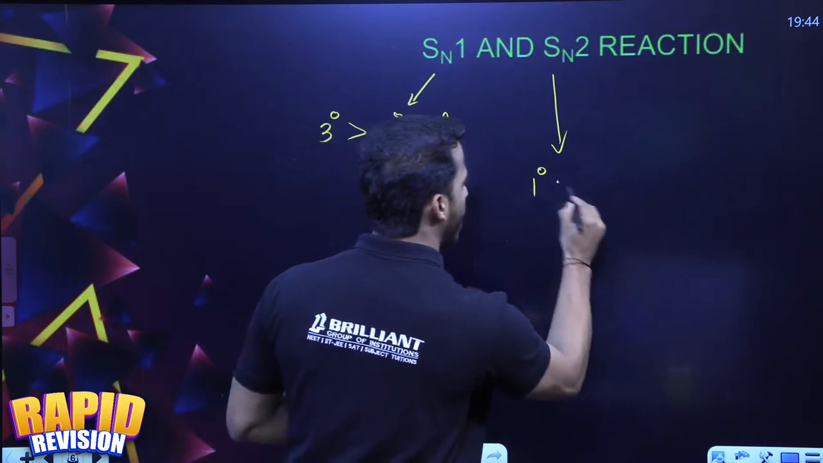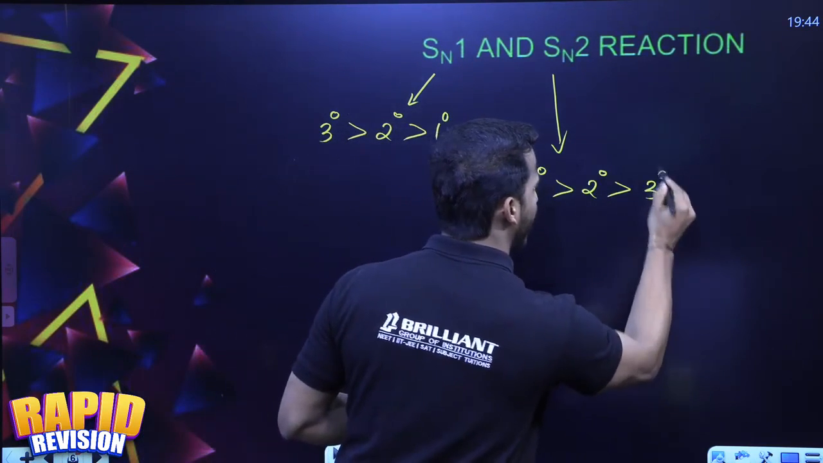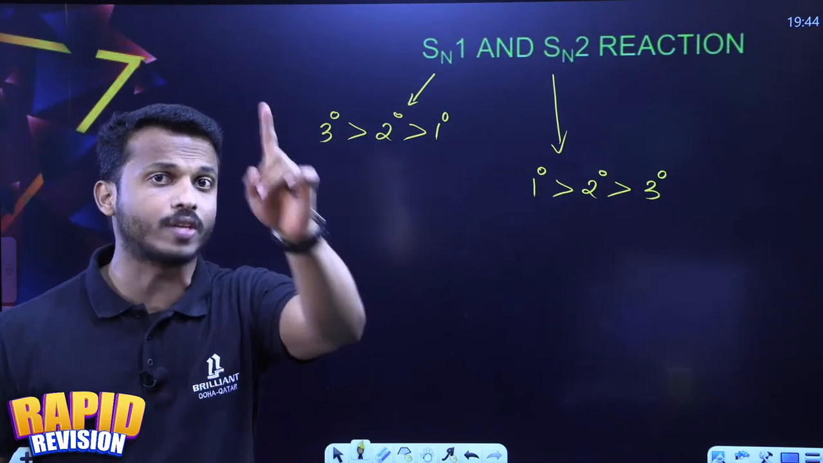So which is the reactivity order? Primary greater than secondary greater than tertiary is the order. Let's go to some of the questions, dear all.